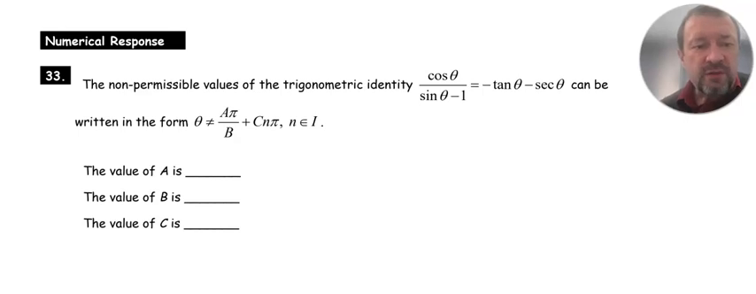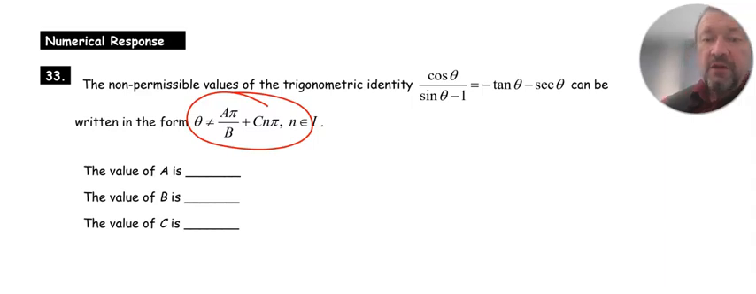So here in this question, we are reading that the non-permissible values of the trigonometric identity cos theta over sine theta minus 1 is equal to negative tangent theta minus secant theta. Okay, so those non-permissibles can be written in the form theta cannot equal a pi over b plus c n pi, where n is an element of the integers. Okay, so we just want the denominator to be something other than 0, so we can't let it be 0.